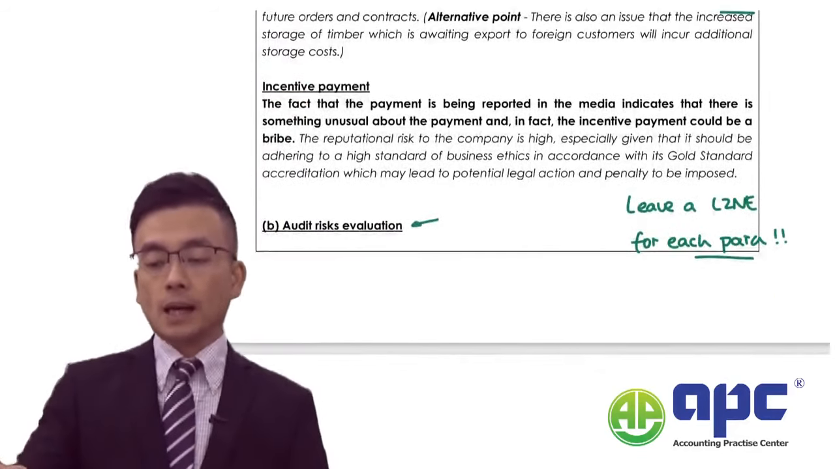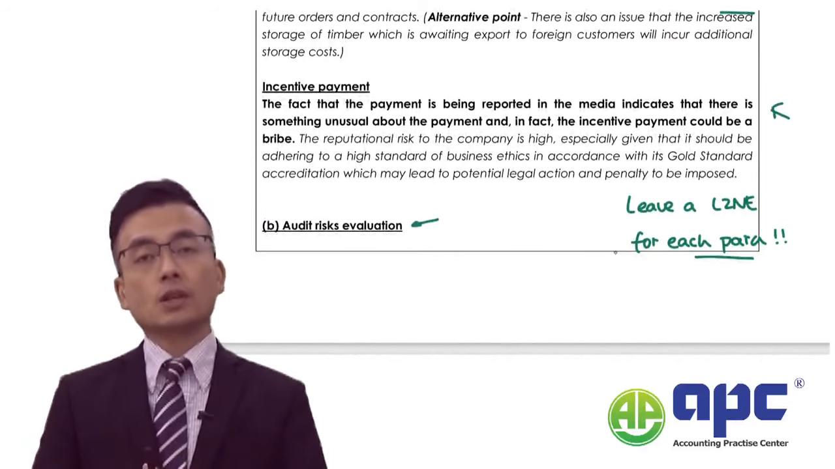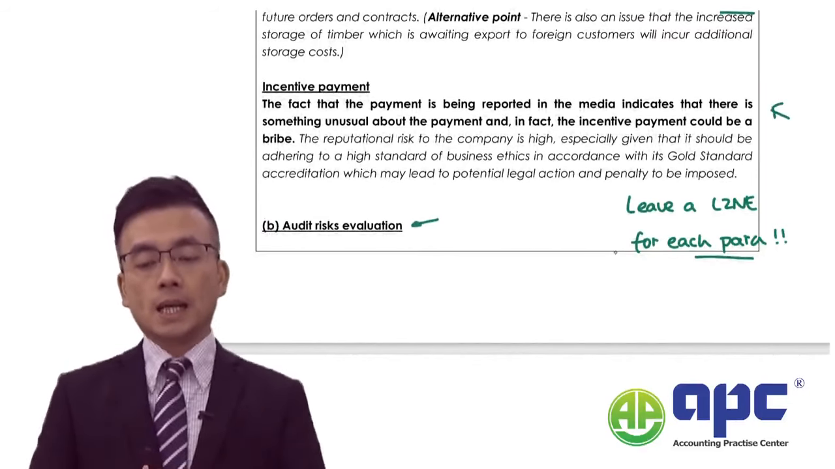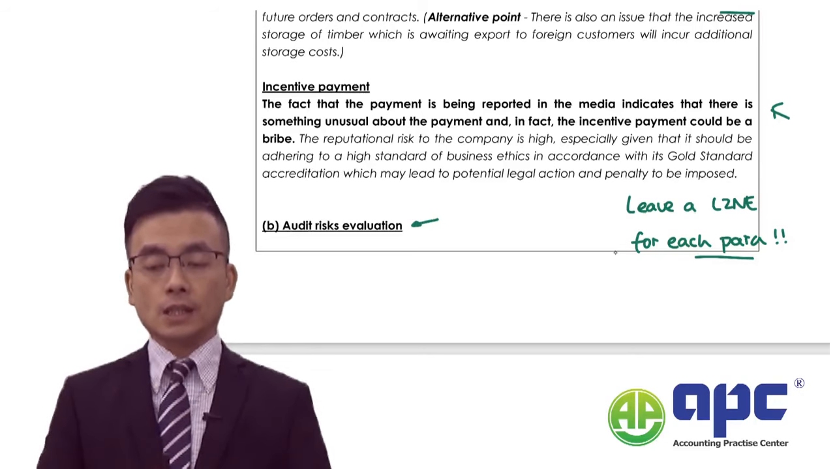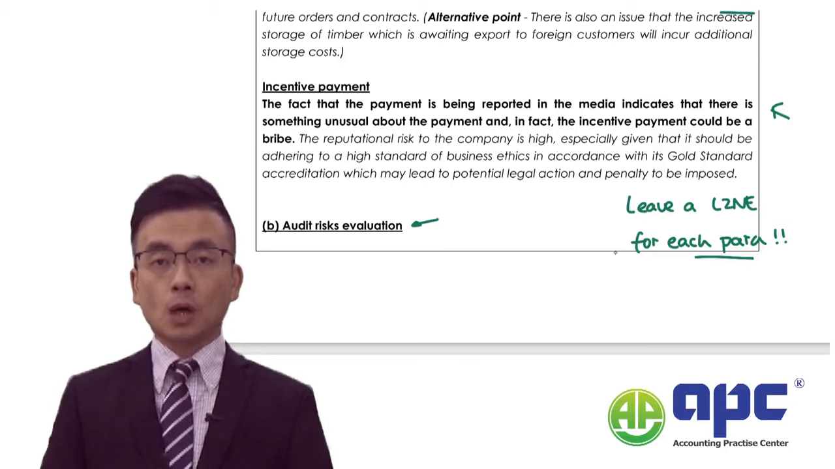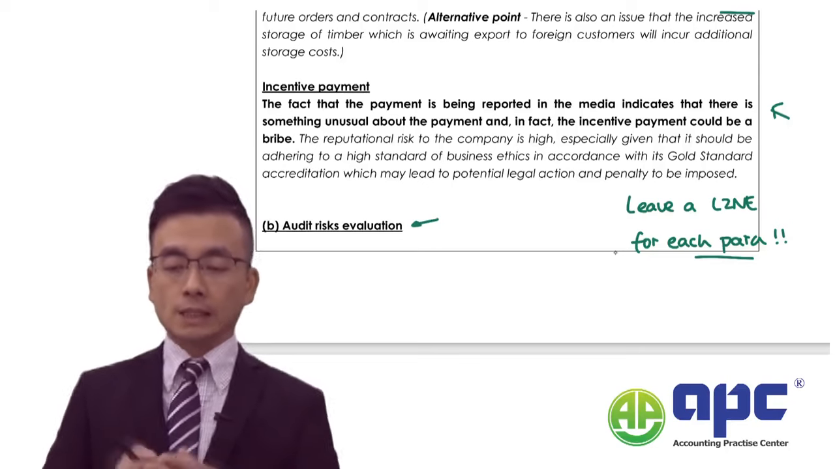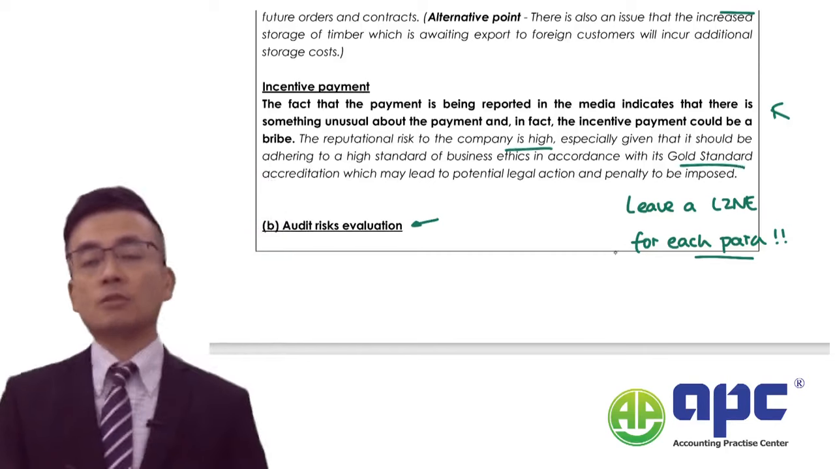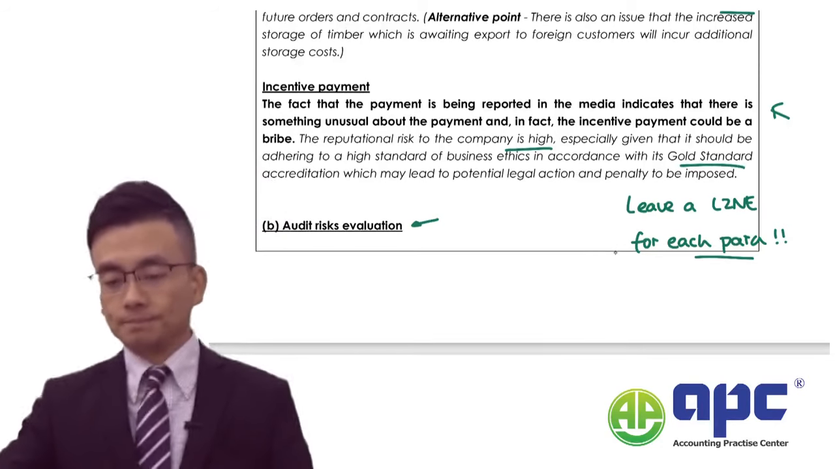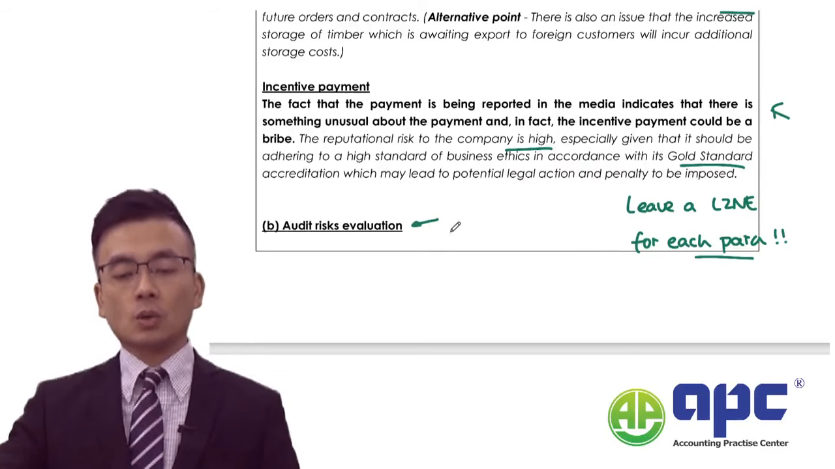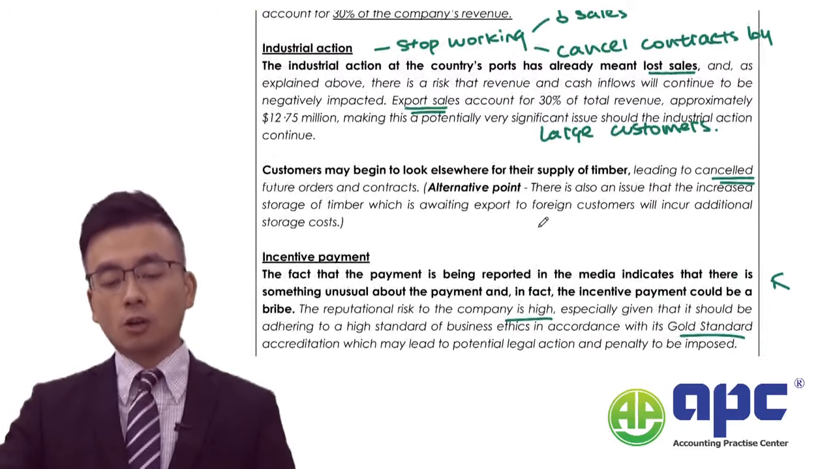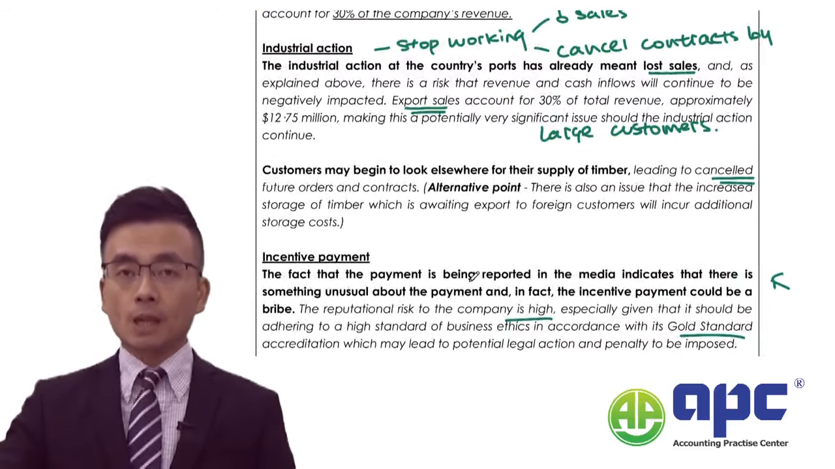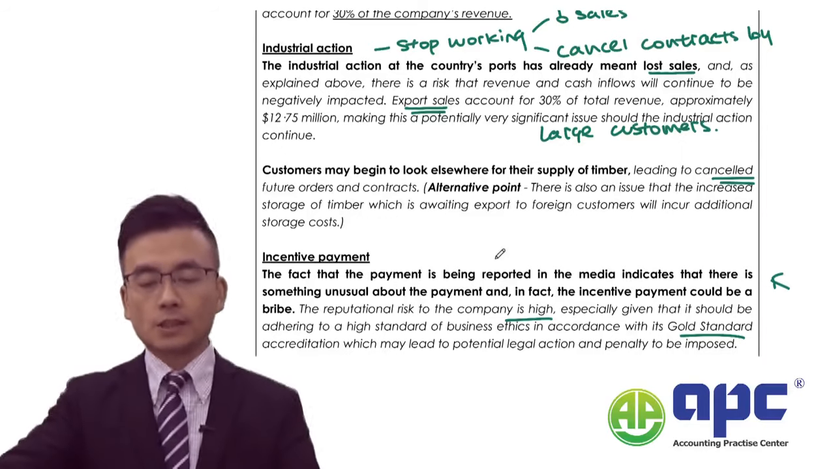And also a case has been reviewed in the real case study in the actual exam. There's a payment reported in the media, and it's an unusual payment, seems to be a bribe to the government authority. And if this is the case, then the gold standards may be withdrawn at some point in the future, very soon, affecting our contract and so on. This is not provided in our case in this book, but in the actual question the incentive payment has been given in the case anyway.